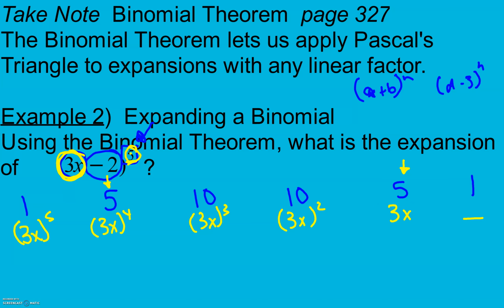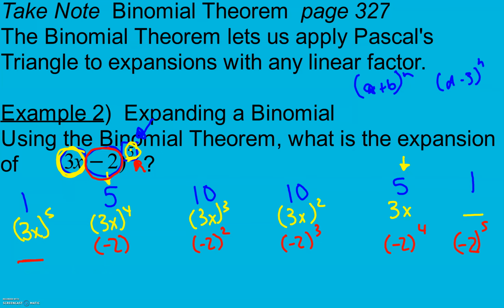Negative 2, since it's on the right side, I start on the right. And I take it with the exponent of 5. Negative 2 to the 4th. Negative 2 to the 3rd. Negative 2 squared, negative 2 to the 1st, and then I have none.